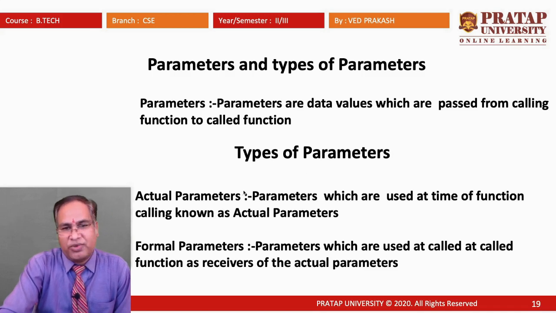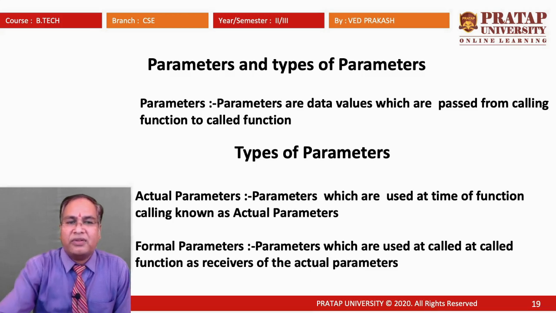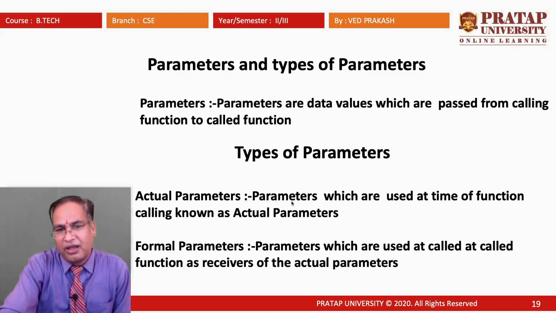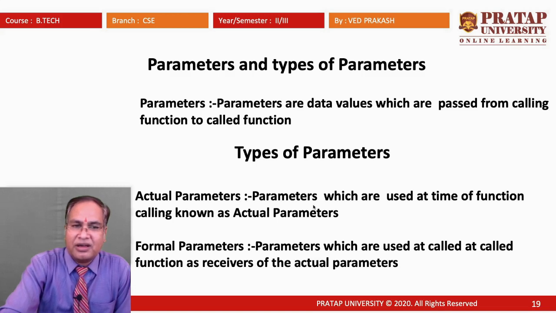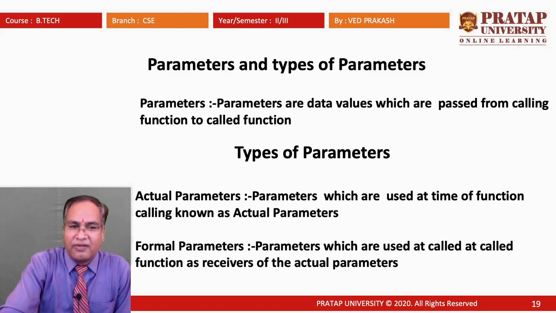So what is the actual parameter? Actual parameters are those parameters which are used at the time of the function call, or in other words, the parameter which is passed in the calling function is known as the actual parameter. Basically, actual parameters are transferred to the formal parameter, but they always transfer their copy. The actual parameters are unchanged.